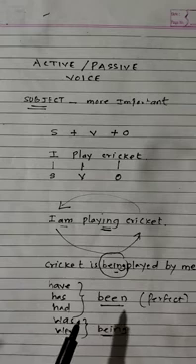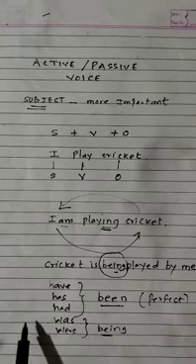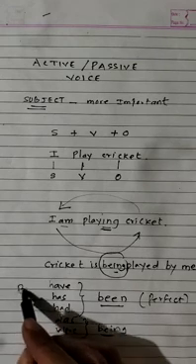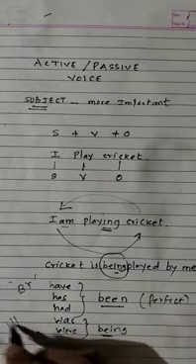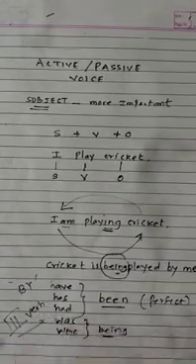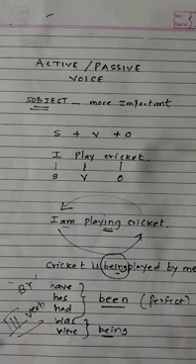In most of the sentences, we add by before object, and third form of verb is used in passive voice.